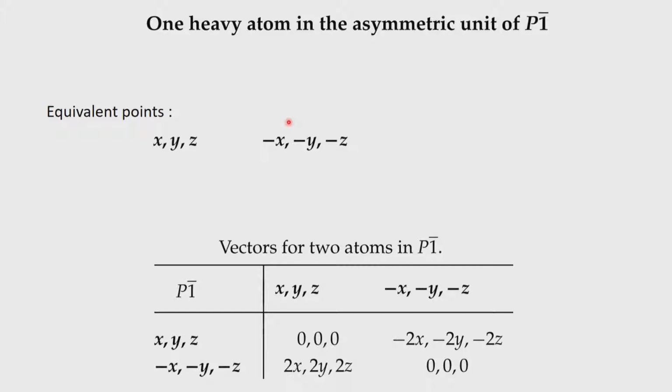The first case is P1 bar. I will take the case of P1 bar, with equivalent points x, y, z and minus x, minus y, minus z. So, this is the position of the atom, let us say, in P1 bar.